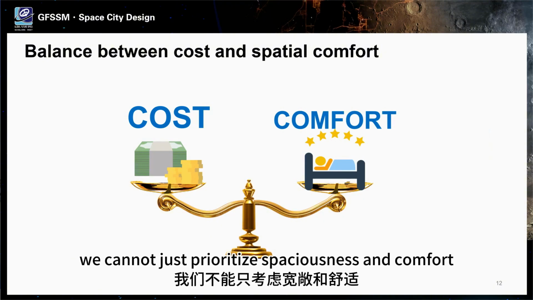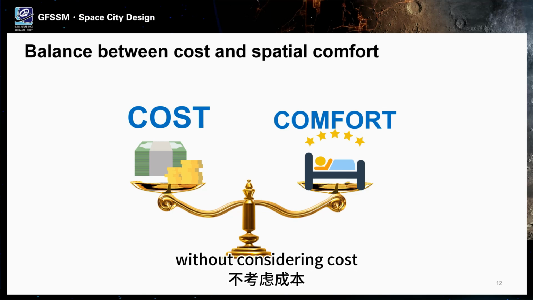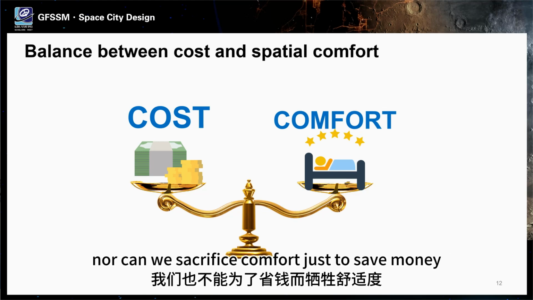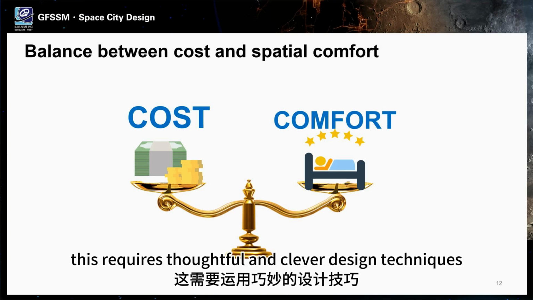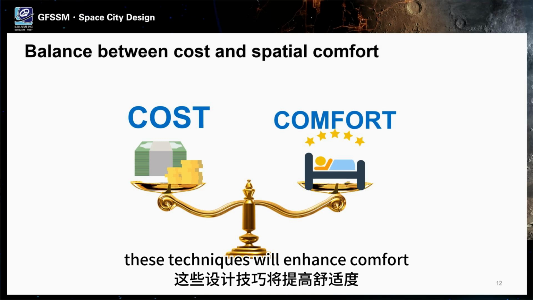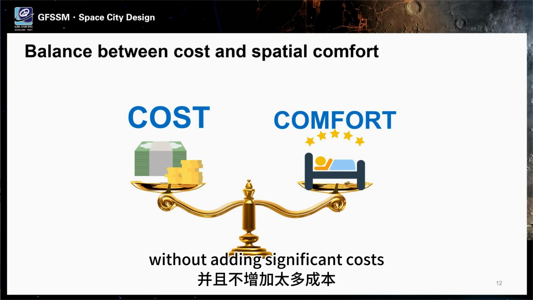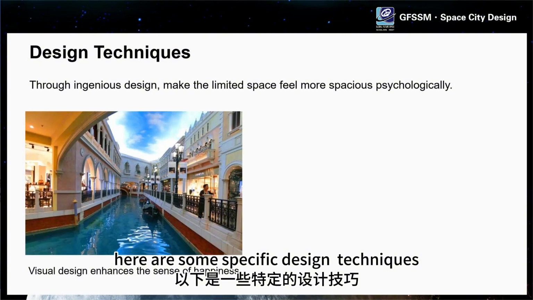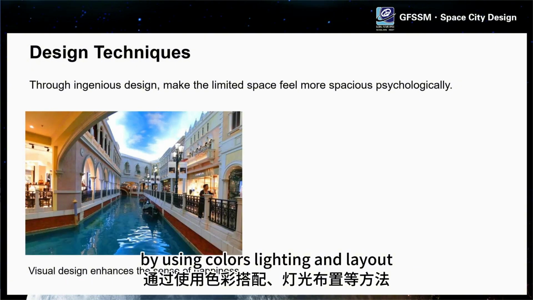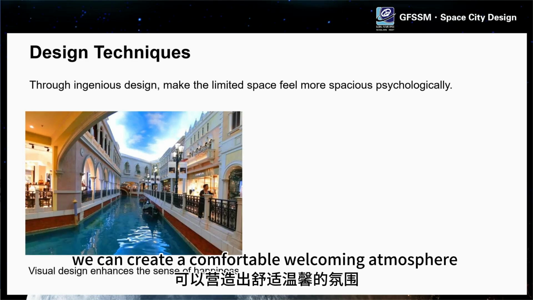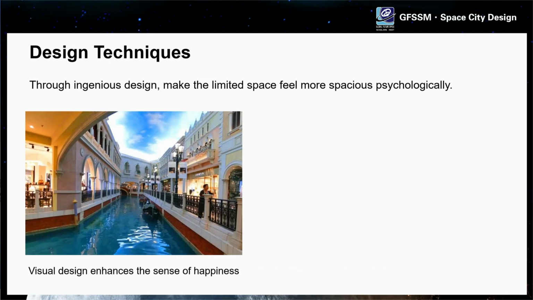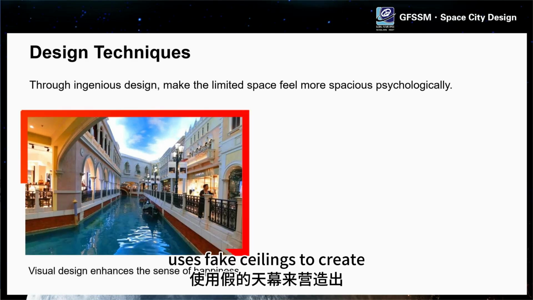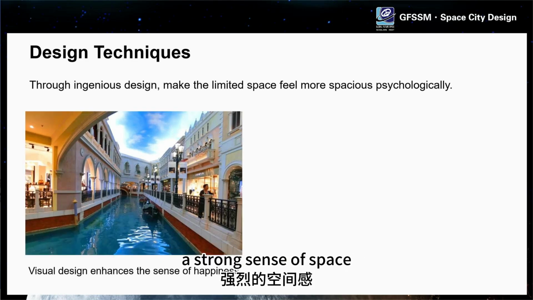We cannot just prioritize spaciousness and comfort without considering cost. Nor can we sacrifice comfort just to save money. This requires thoughtful and clever design techniques. These techniques will enhance comfort without adding significant costs. Here are some specific design techniques. Visual design. By using colors, lighting, and layout, we can create a comfortable, welcoming atmosphere that makes residents feel happier. The Venetian Macau Hotel uses fake ceilings to create a strong sense of space.